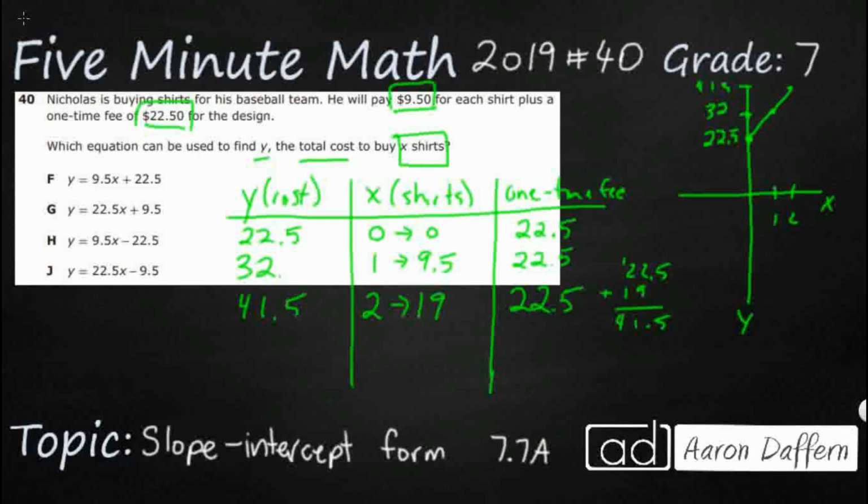How can I turn this into an equation? Well, my slope, right? My slope, which is my rise over my run, what is it changing? Well, every time I get another shirt, I'm changing because I'm multiplying it by 9.50. So that 9.50 is my slope. My y-intercept is my b, my one-time fee. What did I have to pay that one time? 22.5. So that is going to be F.